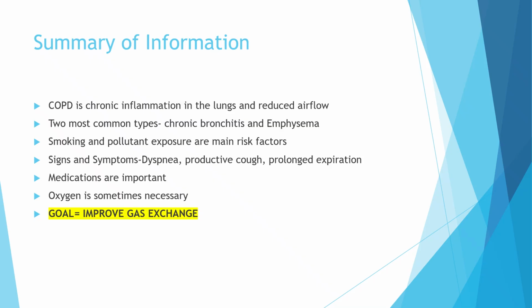So here's a quick summary of the main points we need to take away from this lecture. We need to know that COPD is a chronic inflammation in the lungs and causes reduced airflow. There are two common types, chronic bronchitis and emphysema. So remember our blue bloater and our pink puffer. Smoking and pollutant exposure are main risk factors. We have our main signs and symptoms: dyspnea, productive cough, prolonged expiration. Medications are going to be very important with these patients, so make sure that they are taking them appropriately. Oxygen is sometimes going to be necessary, and then of course remember our main goal is to try to improve that gas exchange.